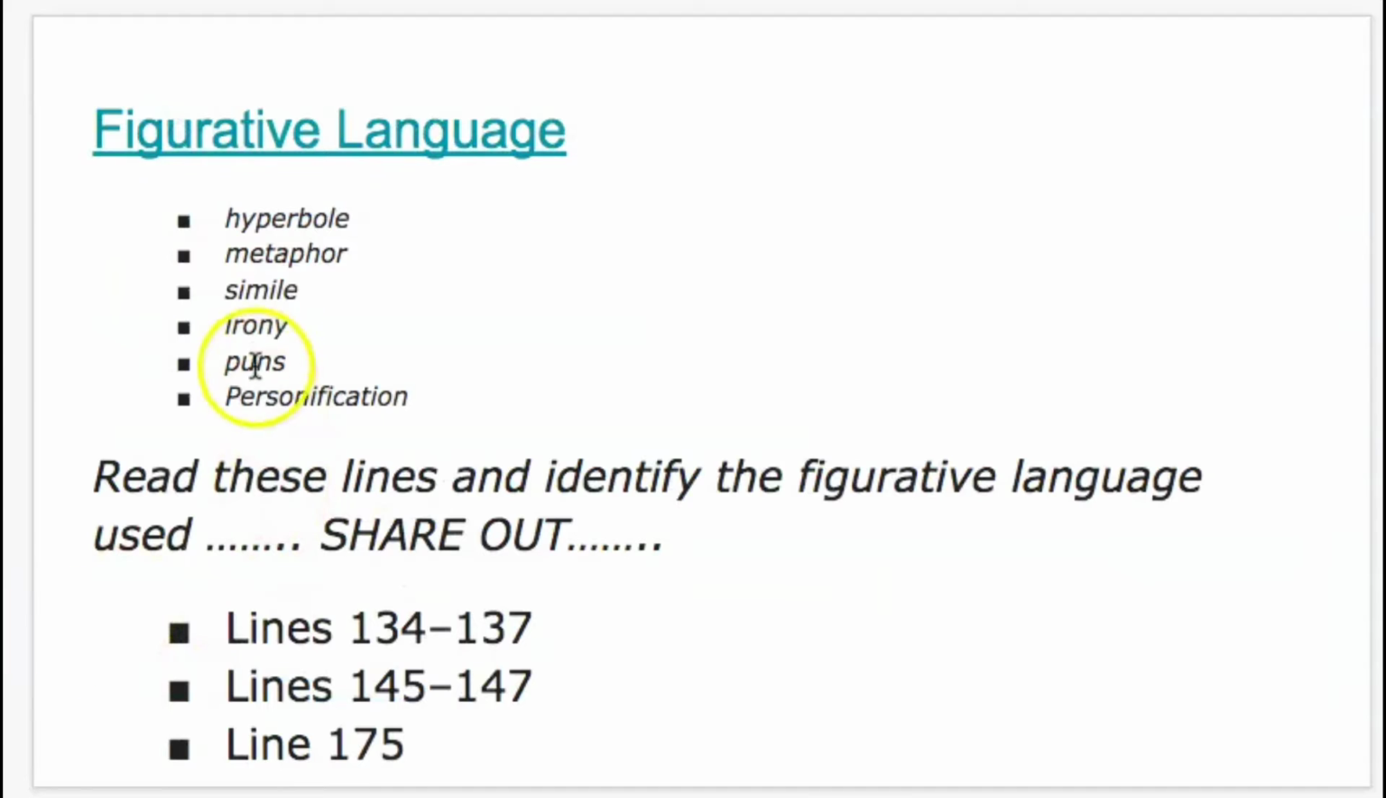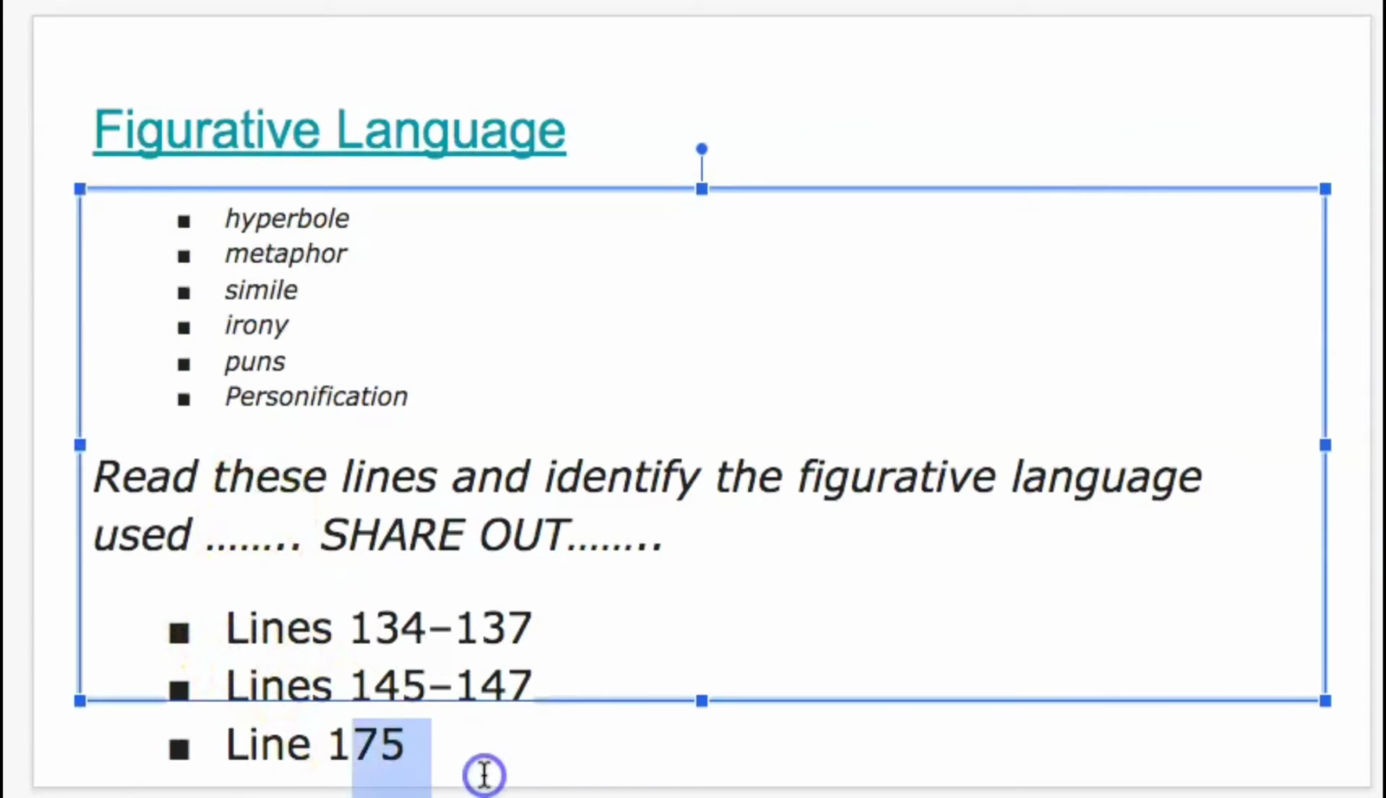That's right. You should have encountered hyperboles, metaphors, similes, irony, personification, puns. I want you guys to read these lines aloud: 134 through 137, 145 through 147, and line 175. See if you can identify any of the figurative language that is being used and share out in the discussion board. Do you see a metaphor or a simile in this line? Do you see one in this line? Do you see irony?